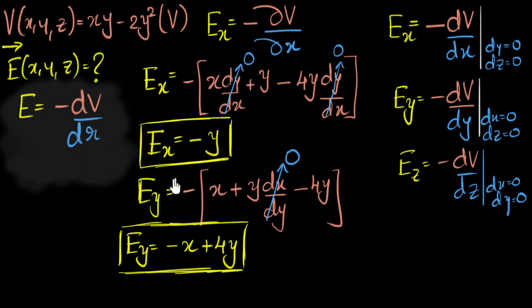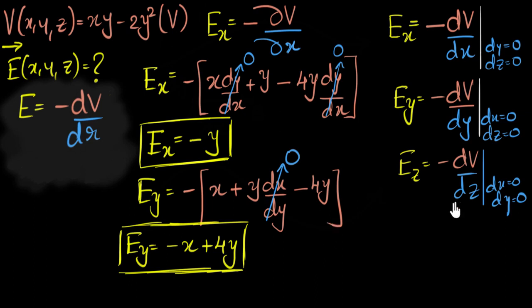Does that make sense? Similarly, when I'm differentiating with respect to y, treat x and z as constant. There is no z over here, but treat x as constant. So when I differentiate the first term, x is a constant, so I'll get x and I'll get minus 4y. And then the negative sign basically comes from the outside. And that's how you do this.